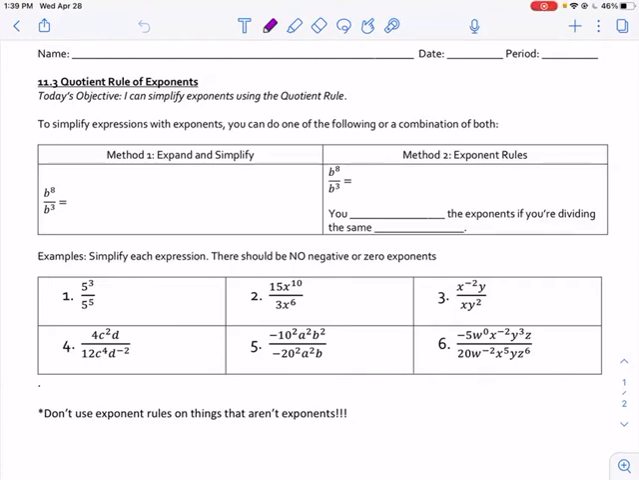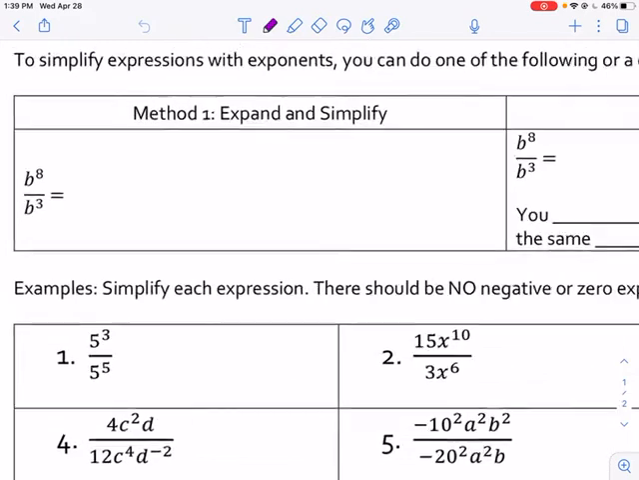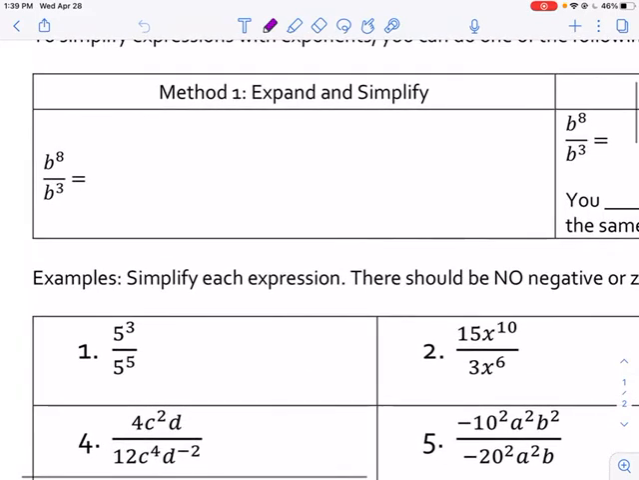Today we are going to learn the quotient rule of exponents, or how to simplify expressions where we divide things that have exponents with the same base. Just like we did with multiplying, I'm going to start by figuring this out by expanding it, by writing it out as a bunch of the same thing being multiplied together.